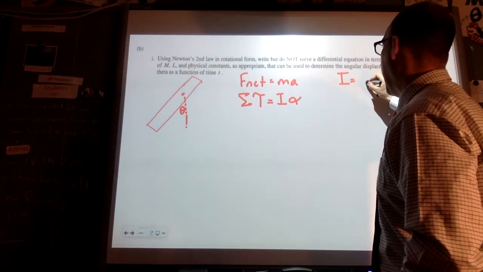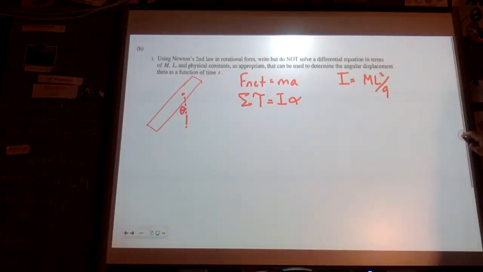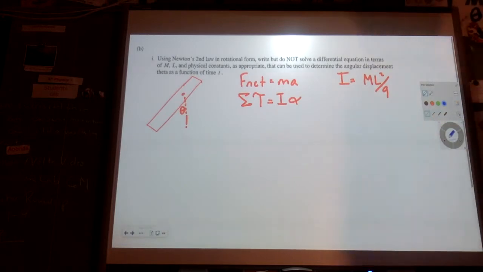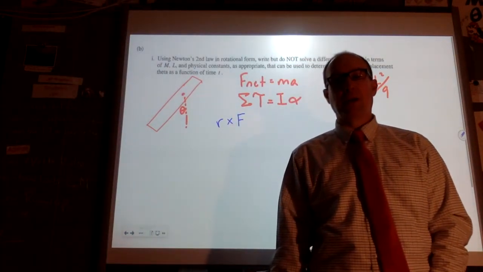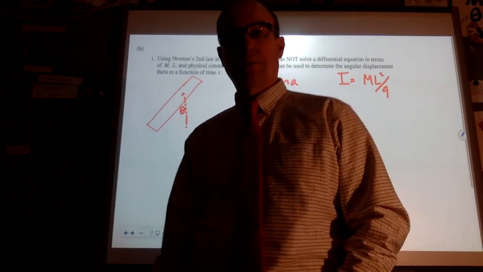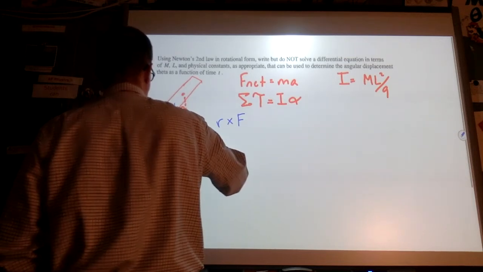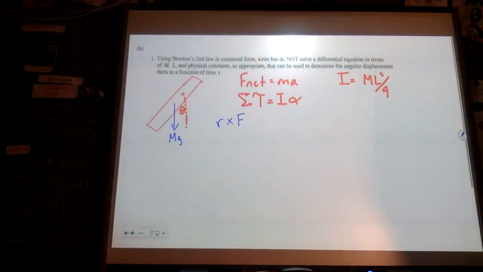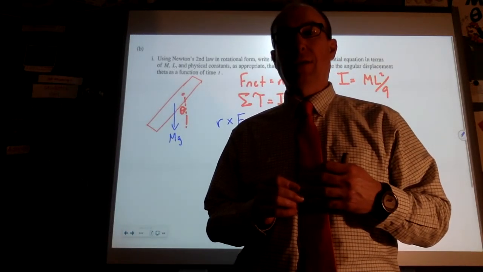Well, we just found out that I is mL squared over 9. We can rewrite our torque as the vector cross product of our radius and our force. So what force is going to make this go back and forth? That force is going to be the component of the weight. And so at the center of mass, there is the force of weight that is going straight down. And we're interested in the part that's perpendicular.